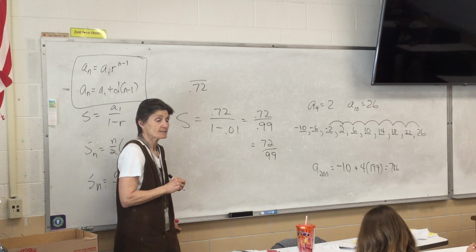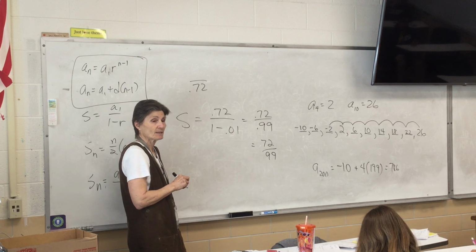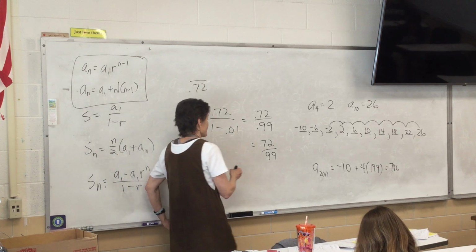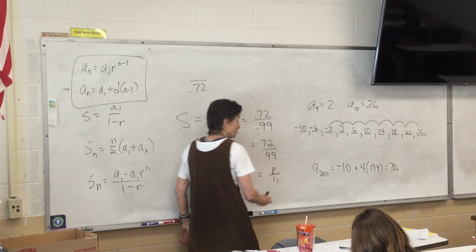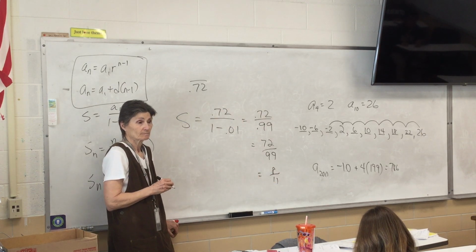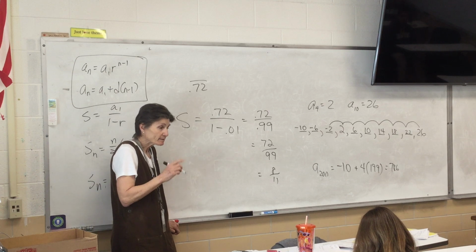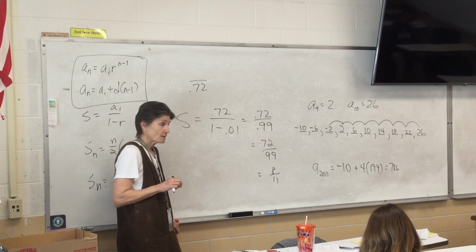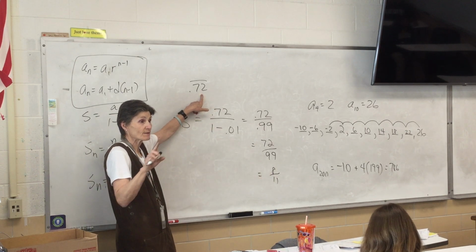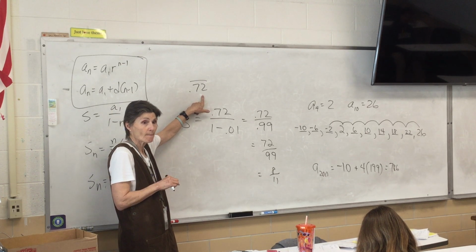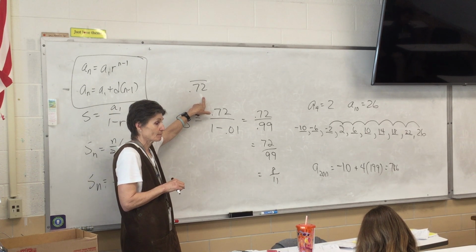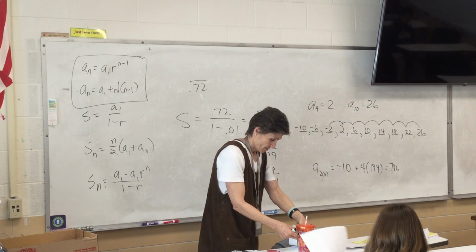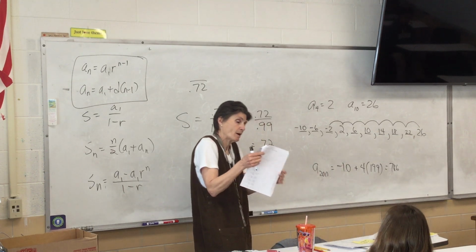Reduce it if it reduces. Can 72 and 99 be divided by something? How about 9? So that is 8 over 11. Now you can check that real easily on your calculator. If you do 8 divided by 11, you should get this: 72, 72, 72, 72. Did you? Perfect. All right. So the good news is we have another one to practice.